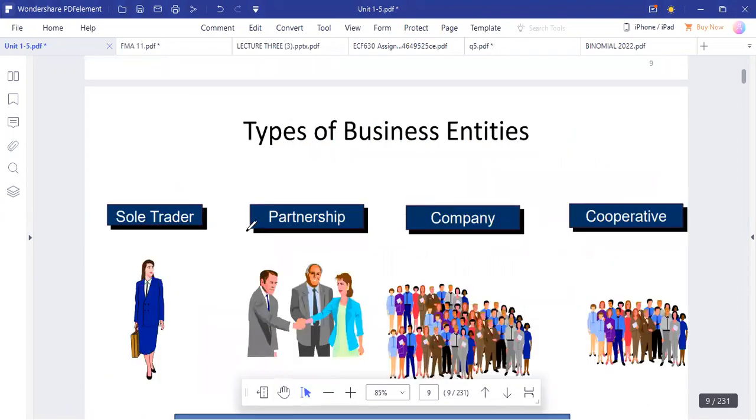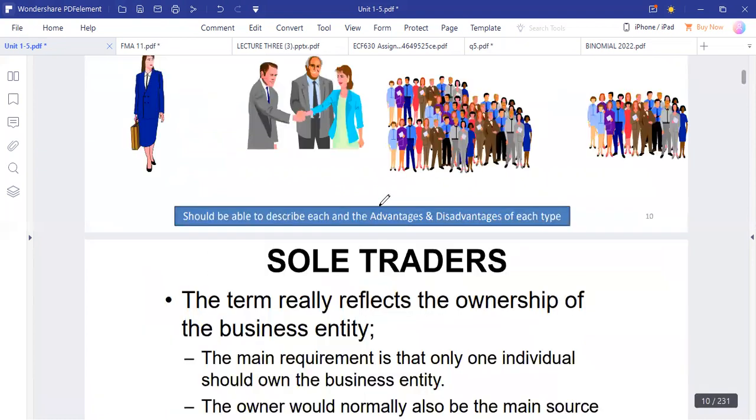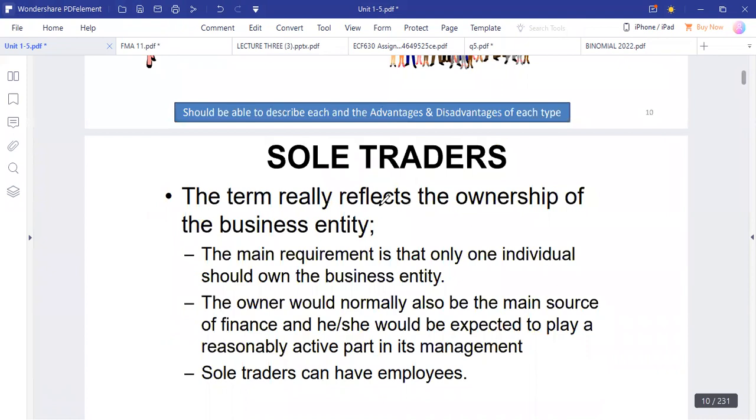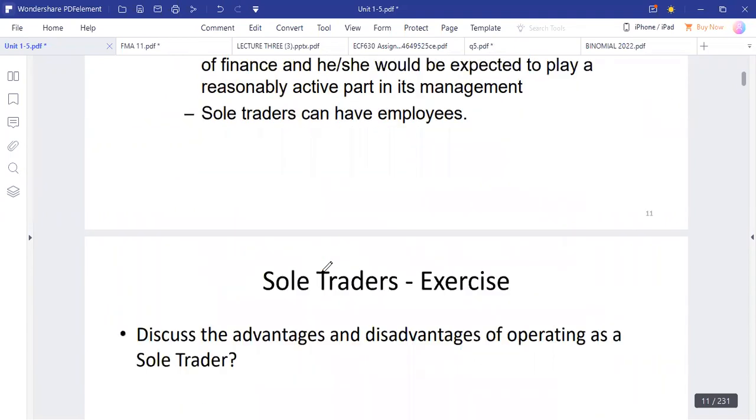So we have a sole trader, a partnership, a company, and a cooperative. All these ones have different forms and requirements. So to start with, the sole traders represent ownership of a business entity. So the main characteristics of a sole trader are as follows. 1 individual owns a whole entity. The owner is usually the main source of finance. Of course, he plays a key role, but he could employ a few workers. So a sole trader can have employees.